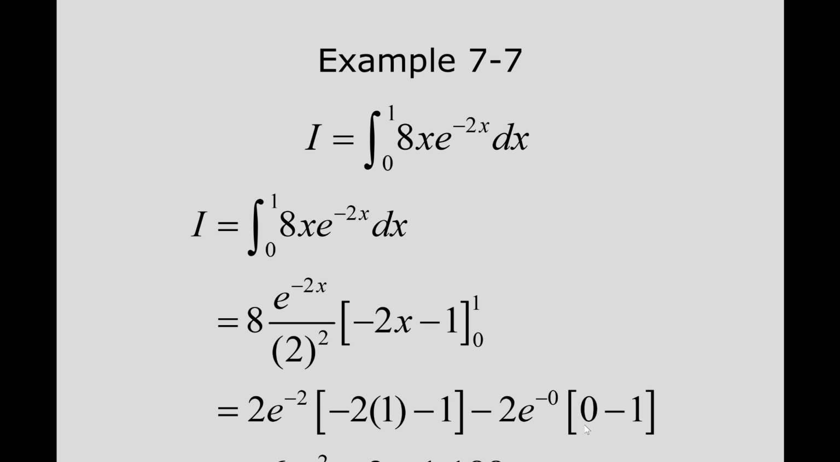And here's another example: x times e to the power of negative 2x. This one can be done by using integration by parts. Once you integrate it, we plug in the lower bound and the upper bound. Once you plug in the numbers, you end up with 2e to the power of negative 2 times the quantity of negative 2 times 1 minus 1, and then minus 2 times e to the power of 0 times negative 0 minus 1. Then combine the like terms and simplify the whole thing. Eventually, that's about 1.188, and this should be the approximation symbol.